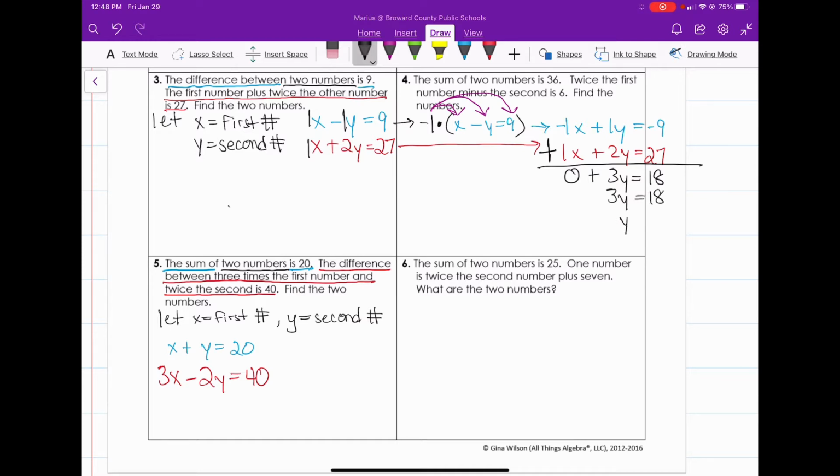Divide both sides by 3, y is equal to 6. Now let's go ahead and solve for x by plugging it back into one of the equations. I'm gonna plug it into the second equation.